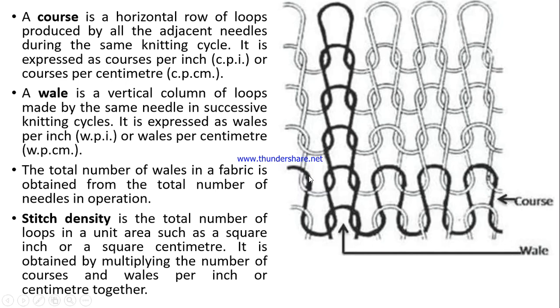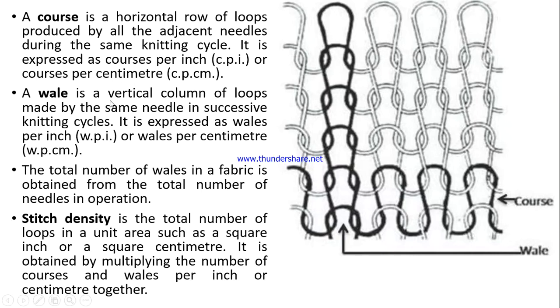So courses are formed in the horizontal direction and all these loops are formed by individual needles. As many needles as will be present in the circumference or across the length of the needle bed, as many loops will be present in a course. Because in a single knitting cycle, all those loops are prepared by the needles which are present adjacently across the length or the circumference of the needle bed.